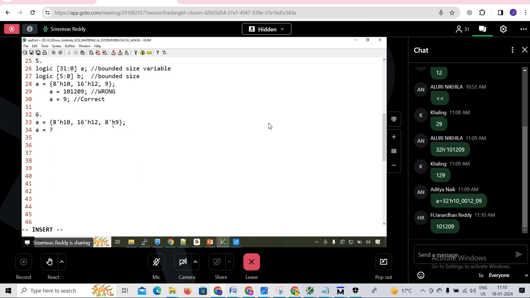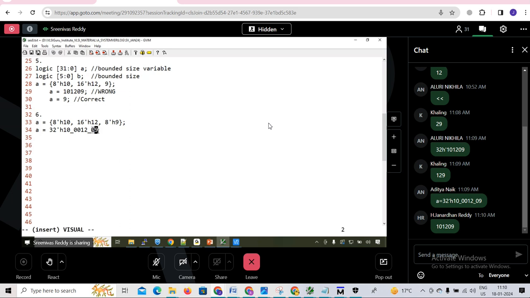So let us do this. In this case, the output will be 32 tick, first of all you have to write size 32'h 0012 09. Why? Because 9 only represents 4 bits. One hexa character only represents 4 bits. To get 8 bits, how many hexa characters are required? 2. But it doesn't have the second one. So how do you extend it? By adding zeros, right? In the MSB, you have to add zeros.